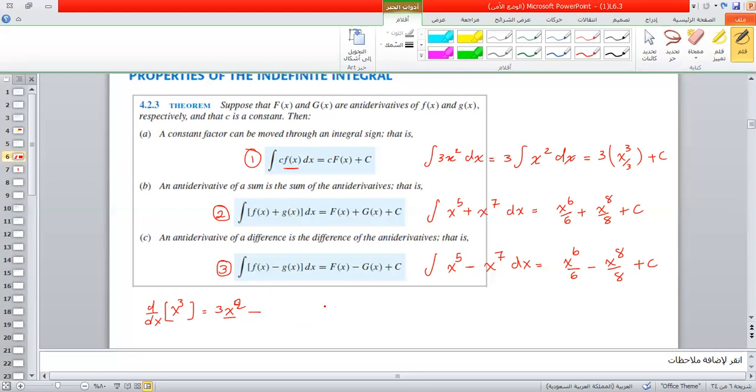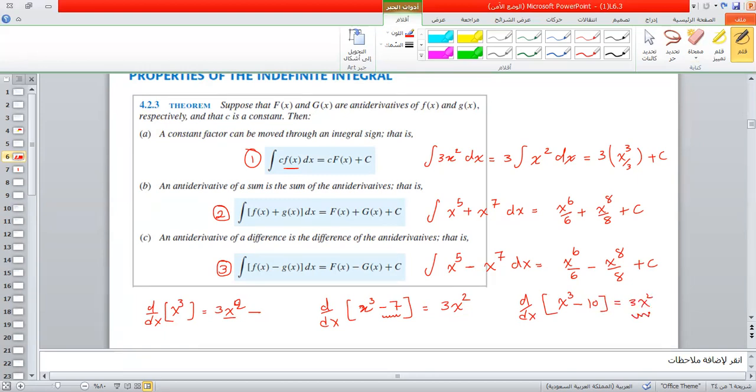Okay, what if we say d over dx of x cubed minus 7? Find the derivative. It has to be 3x to the power of 2 only, and the derivative of the negative 7 is known to be zero. That's why the derivative of x to the power of 3 minus 10, minus any number, gives also the same 3x squared.